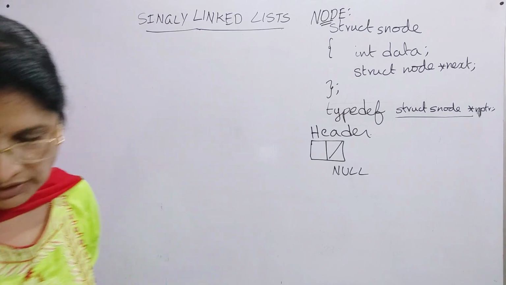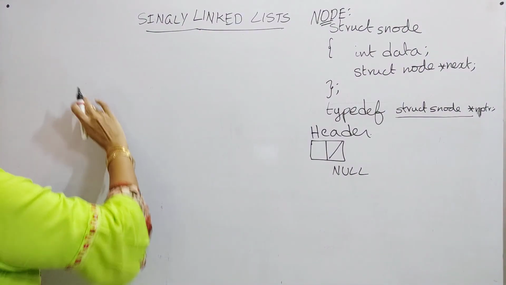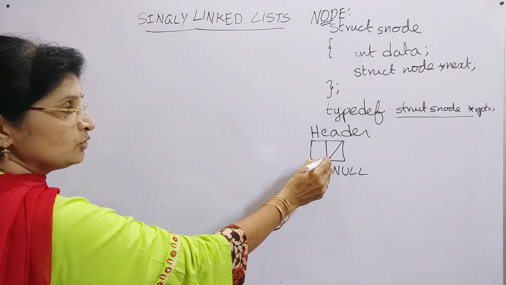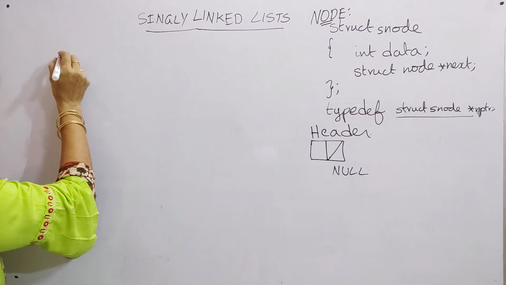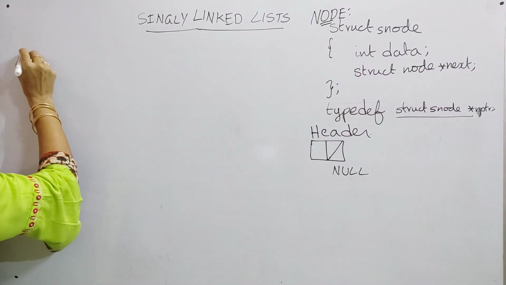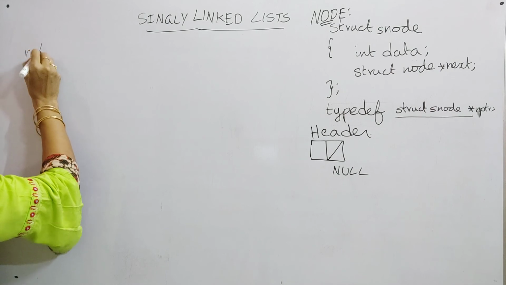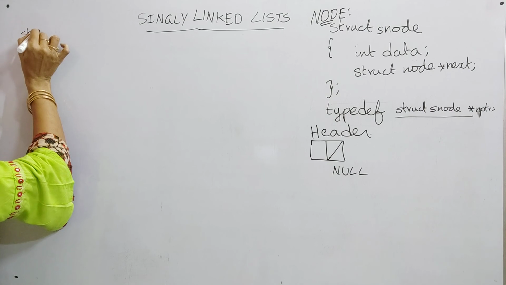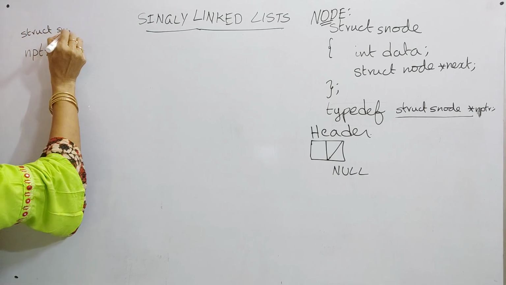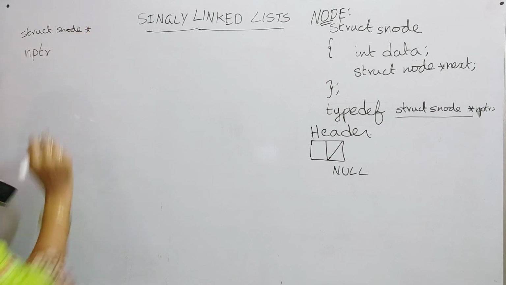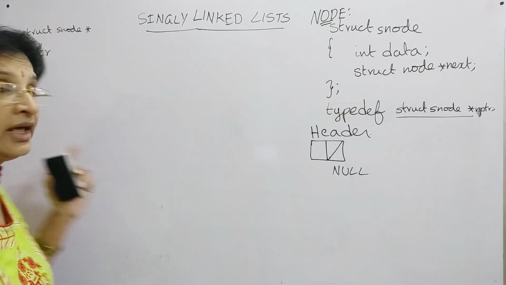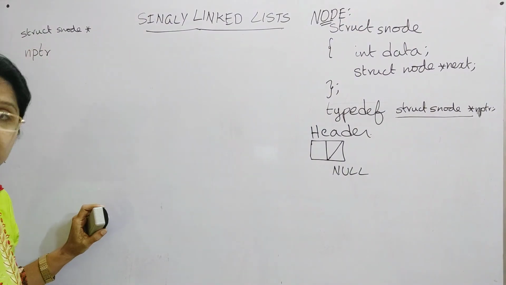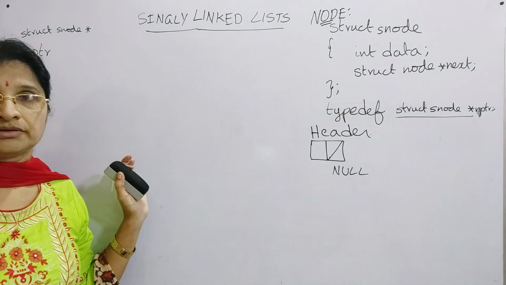Now we will see how we can create the header node. For that we will write the function. What is the return type? After creating the node, it will return the pointer to this header node. So the return type of the function is nptr. Instead of nptr, if you want, you can also give it as struct snode asterisk. Because it returns a pointer to your header node, you can give either nptr or struct snode asterisk. So this is the return type.